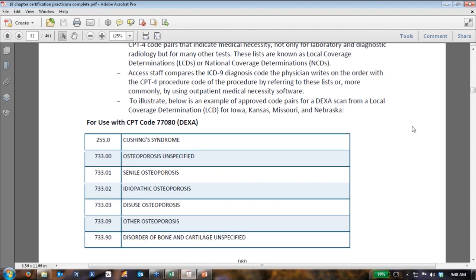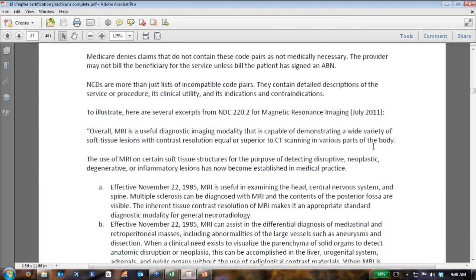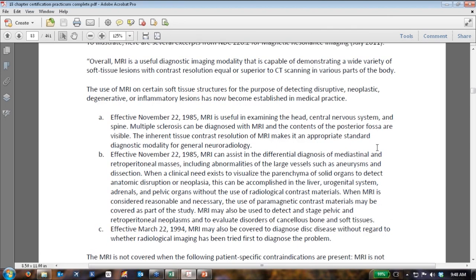Here's a list of ICD-9 codes that are permissible with a DEXA scan, code 77080. So this is an example of diagnosis codes that permit performing a DEXA scan. Okay, so then I talk a little bit about how these NCDs actually make very interesting reading, even for, or maybe particularly for, a financial person. For one thing, it tells you exactly what an MRI is.